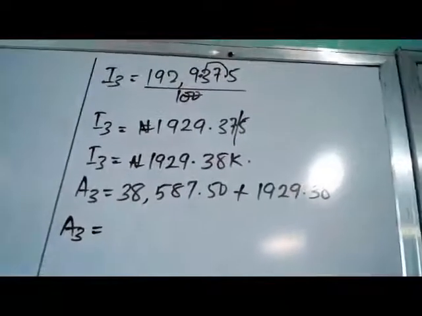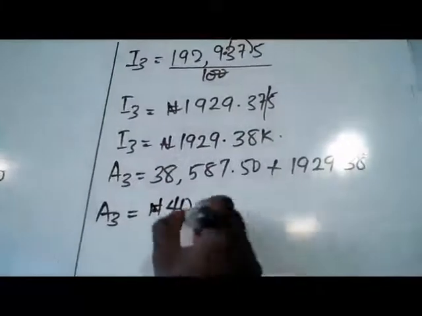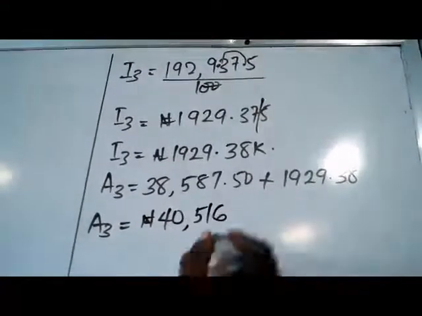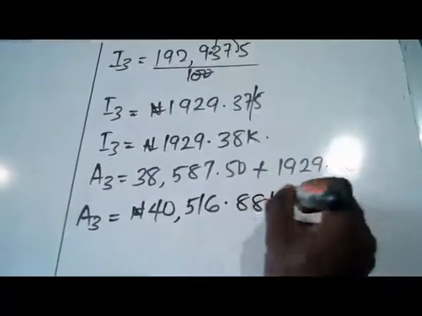And if you find the sum of these, your amount at the end of year 3 will give you a total of 40,000. You'll be having a sum of 40,516 naira 88 kobo. That's what we're having, 88 kobo.